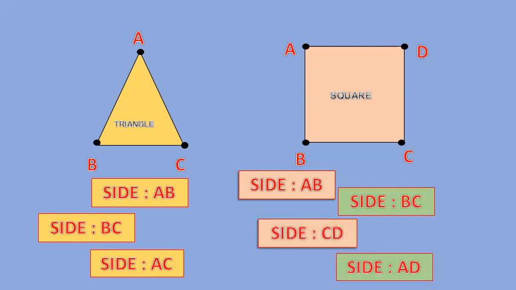Now this is a square. The square has four sides. The names of the sides are side AB, side BC, side CD, and side AD.